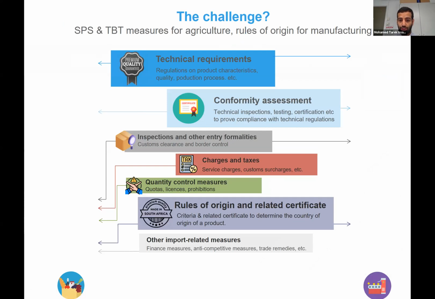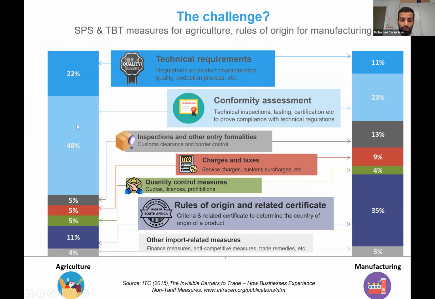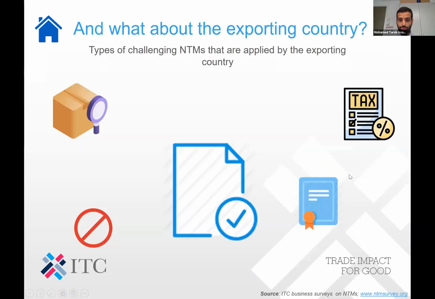So what are the main challenges? You remember at the beginning of my presentation, I said I will be focusing on TBT, SPS, and rules of origin. And that's because, as you can see here, for agriculture, we have around 70% of the challenges related to technical measures, so SPS, TBT, and also conformity assessment. So for companies, it's more challenging to show compliance with the regulation than the regulation itself. And when it comes to the manufacturing sector, we have 1/3 of the problems related to rules of origin.